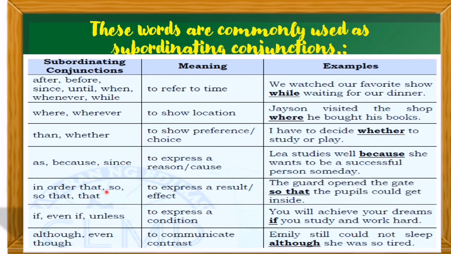In order that, so that, to express a result or effect. Example: The guard opened the gate so that the pupils could get inside. Next, if, even if, unless, to express a condition. Example: You will achieve your dreams if you study and work hard. Last one, although, even though. The meaning is to communicate contrast. For example: Emily still could not sleep although she was so tired. So those are the common examples of subordinating conjunctions.